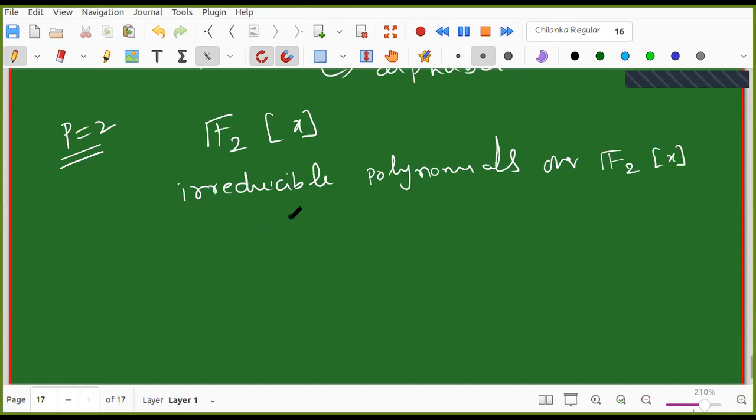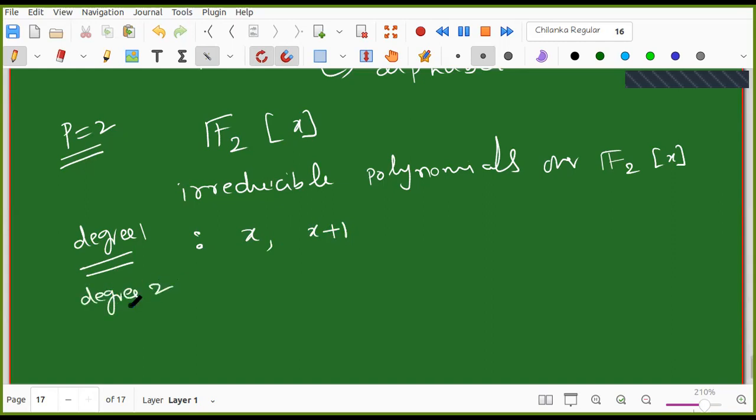Okay, irreducible polynomials over F2 of x. So first, degree 1. Can somebody give me degree 1 polynomials which are irreducible? X plus 1. Yeah. How many are there? x, comma, x plus 1, right?